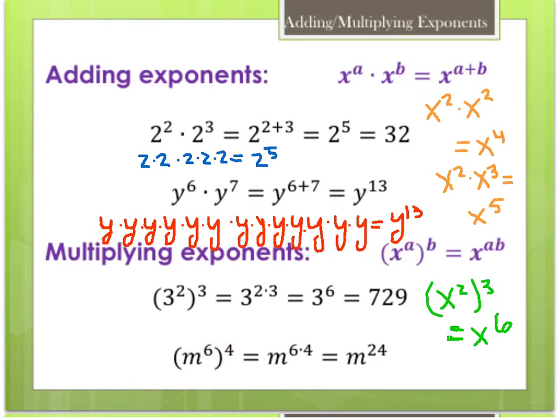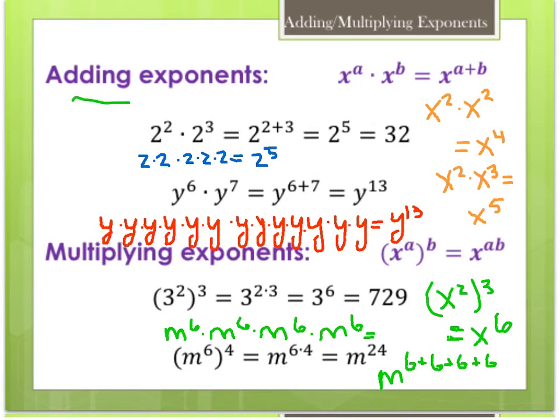Now, hopefully you can see also why this works, because remember, power means I have that thing 4 times. Well, m to the 6 times m to the 6 times m to the 6 times m to the 6. That's m to the 6 to the 4th power. If I follow the rule up here, I get m to the, and I have 6 plus 6 plus 6 plus 6. And if you simplify that, that's m to the 24th power. So you can see how the addition and the multiplication rule kind of go hand in hand with one another.